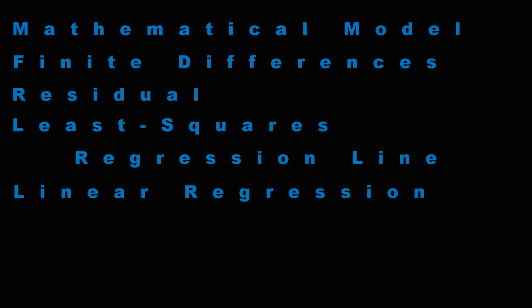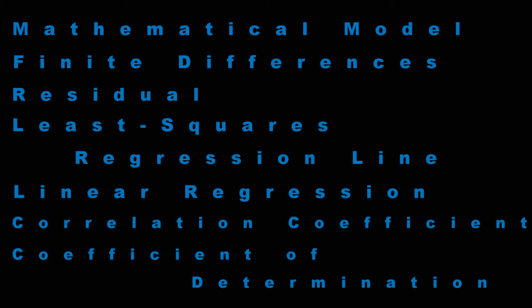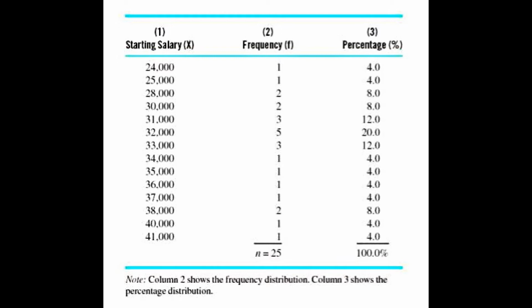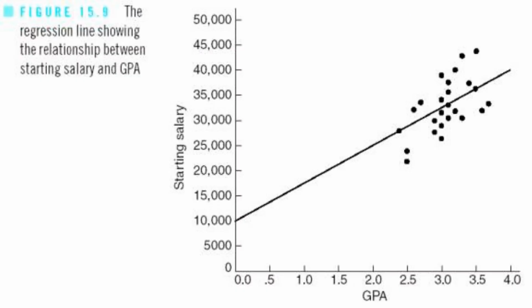Now here's a list of some of the new vocabulary in this lesson: mathematical model, finite differences, residual, least squares regression line, linear regression, correlation coefficient, and coefficient of determination. A mathematical model is based on collected data and can be used to represent how the real world works. A set of data may result in an equation or graph which can demonstrate a desired relationship or can be used to forecast future behavior.